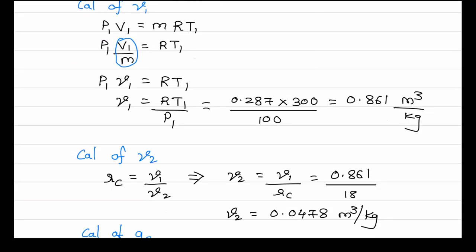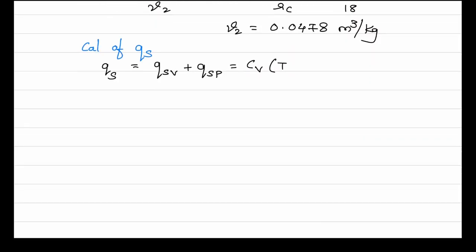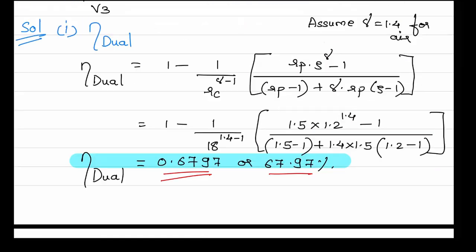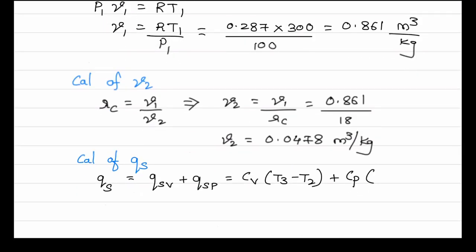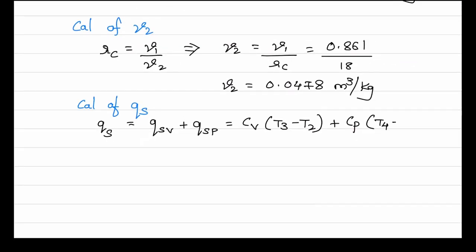Cv (T3 minus T2) plus heat supplied at constant pressure. It is at constant pressure, so I will write Cp delta T. And delta T we need to check from the TH diagram. What is delta T? If you see the TH diagram, process 3 to 4 is heat supplied at constant pressure. So 3 to 4. And if you see here, T4 is higher and T3 is lower. So I'll write down T4 minus T3.